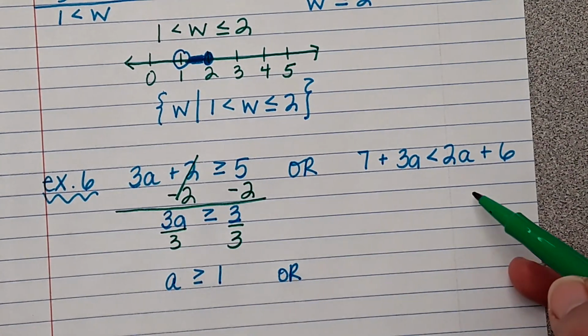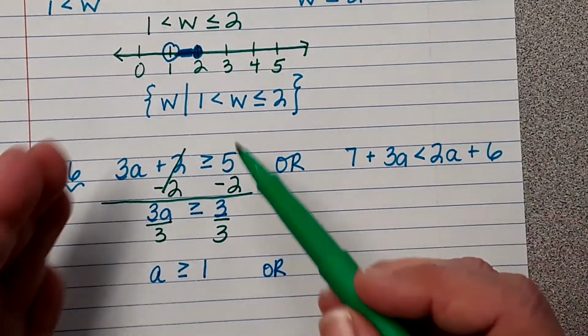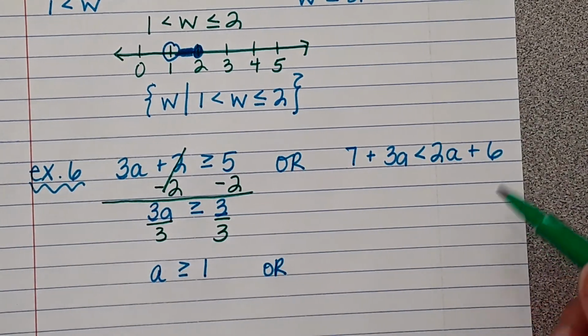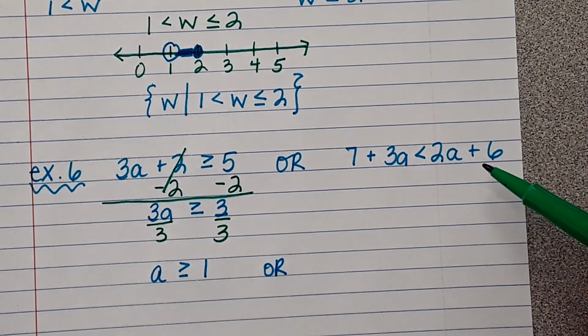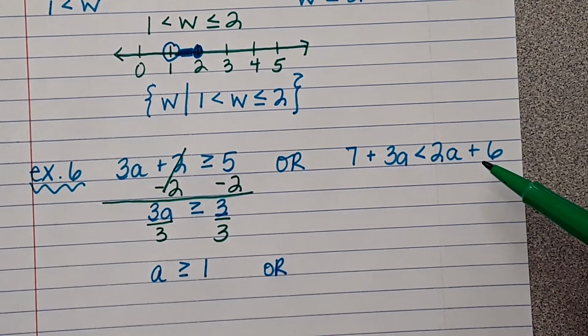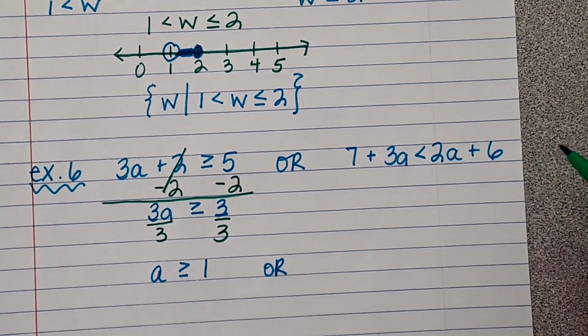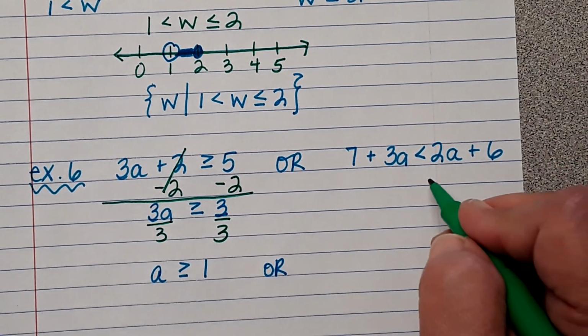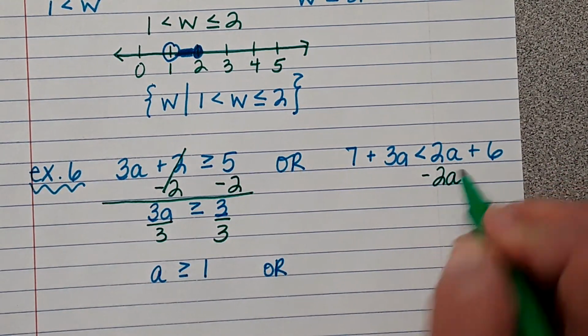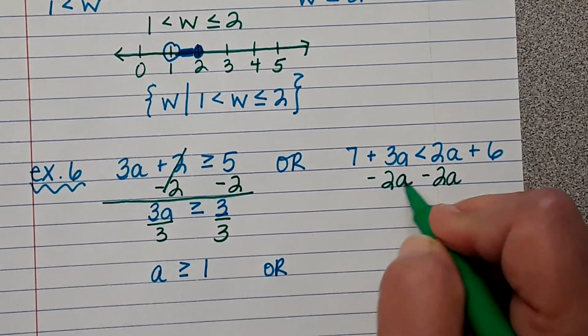Now we're going to come over here and we're going to solve this one. Okay, so we solved that, we got an OR. Now we're going to solve this one. What is the first thing I would do? I'm going to subtract the 2a from both sides. You guys, I always move my variable first.